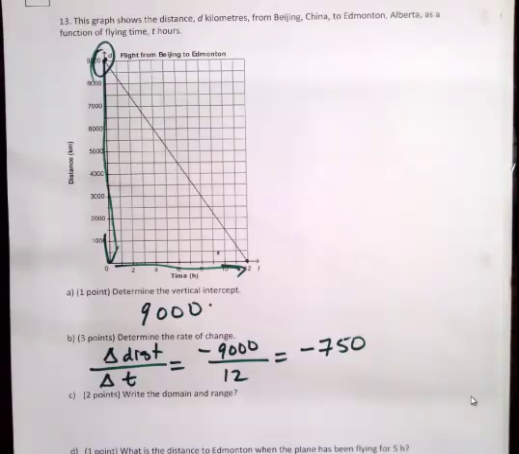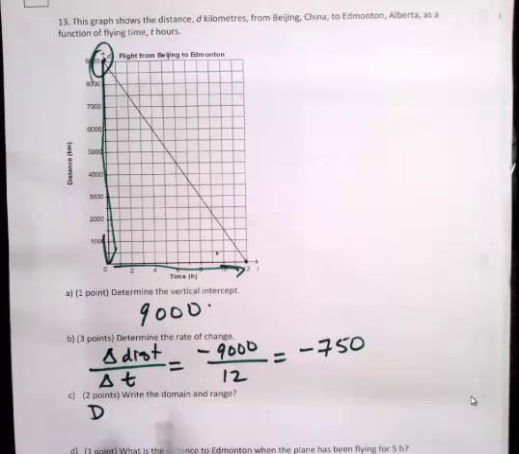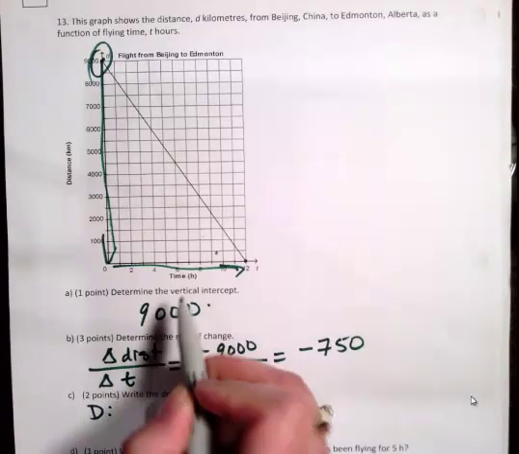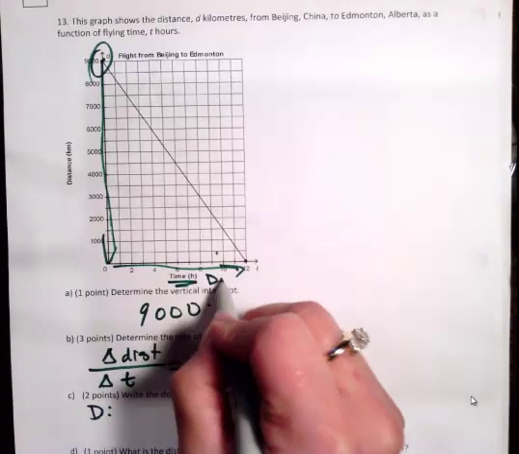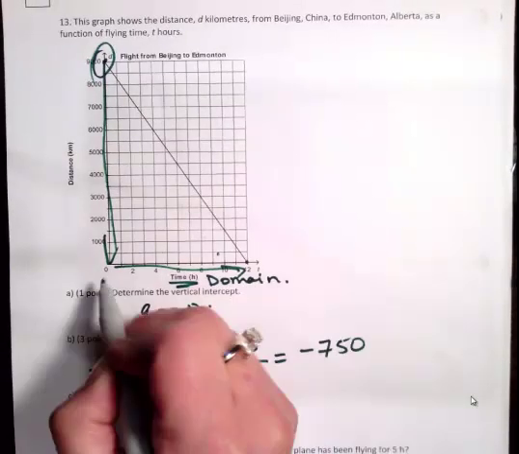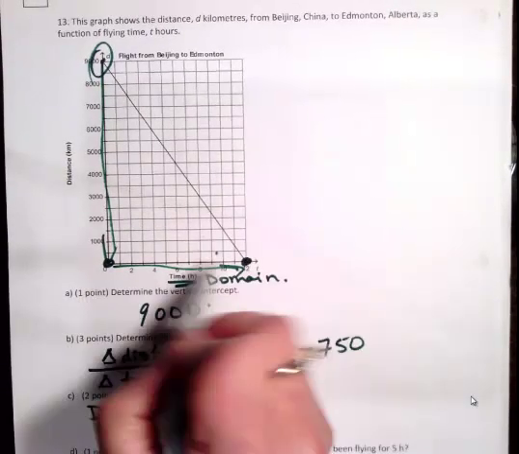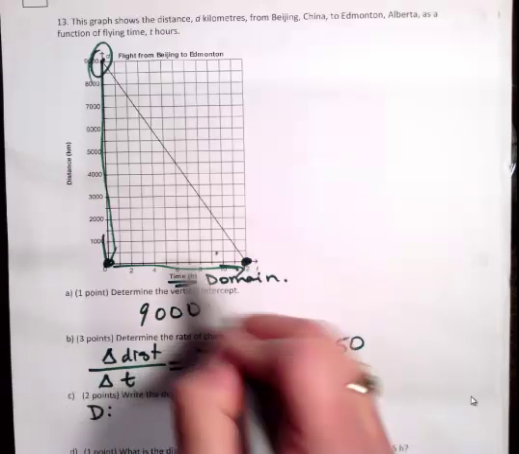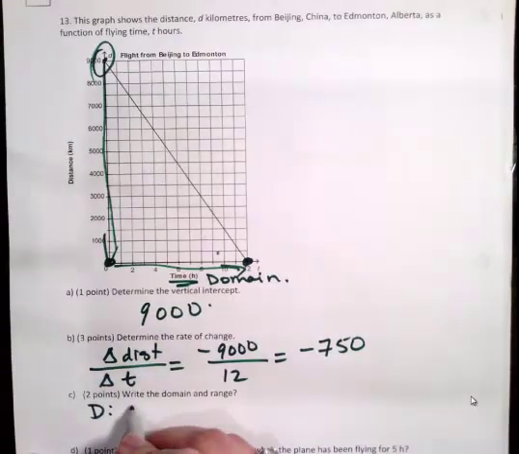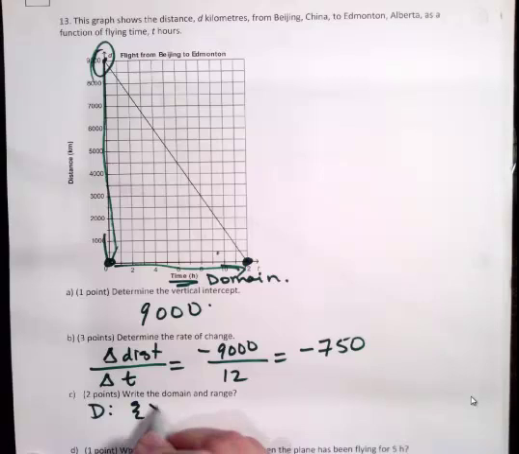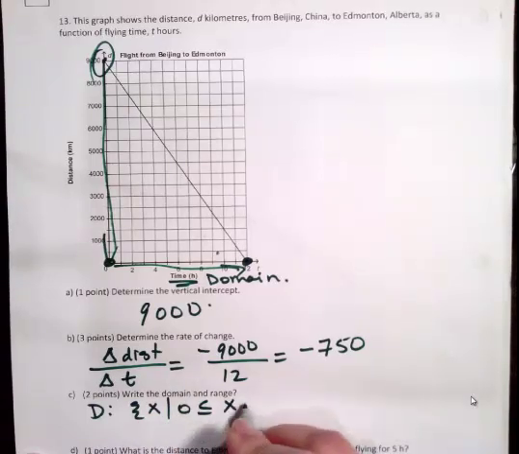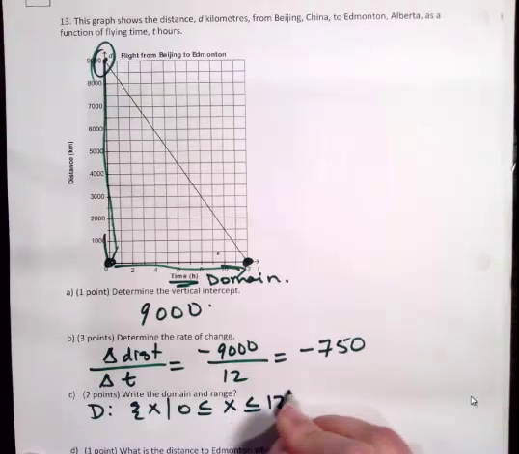Domain and range. Okay, so the domain we want to write as, that's our time. That's here. This is our domain. And the values that we see here start at 0 and end at 12. And all the values in between are included. So I can simply write x such that it's between 0 and 12.